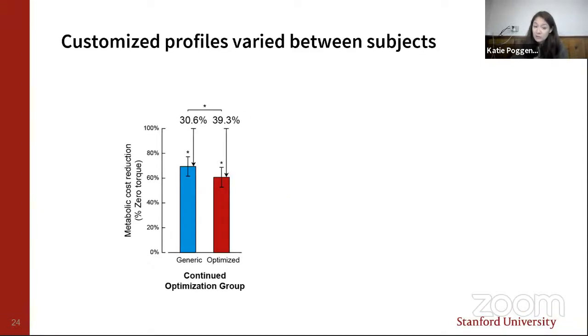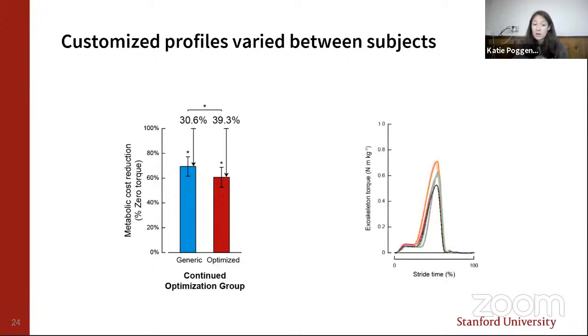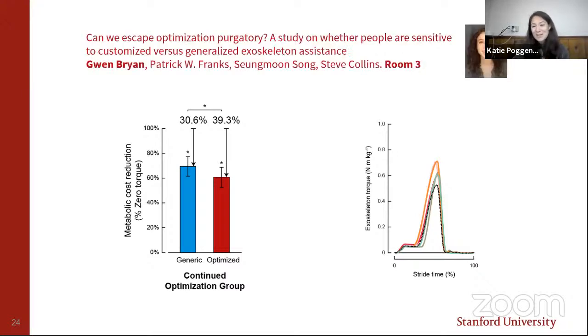We discovered a few features in the optimized profiles. The first is that intersubject variability seen in metabolic cost could be the result of variation in the customized parameters, particularly if you look at the magnitude of the torque that varies between the different participants shown in different colors on the right, and the onset time. So you can see that the olive is a little bit later. We're not entirely sure how much intersubject variation makes a difference in optimized parameters. So for more on that, go chat with Gwen during the poster session in room 3.